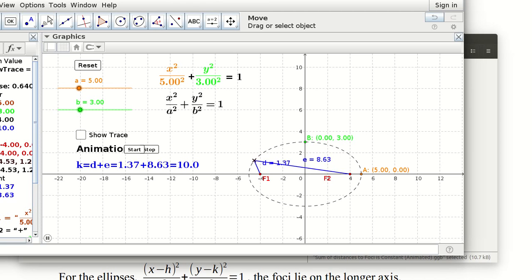Here's another GeoGebra file that shows that exact same process being animated. Here, the sum of those 2 distances is k, so the length of that piece of string connecting each focus to the other is 10 units long. And you can see the ellipse that it is sweeping out as we pull that piece of chalk taut against those 2 foci.